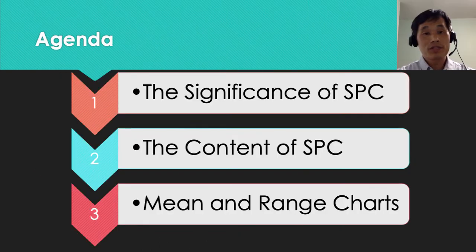We'll talk about 3 topics. The first one is the significance of a statistical process control chart. The second topic is the content of SPC. And the third topic is mean and range charts.